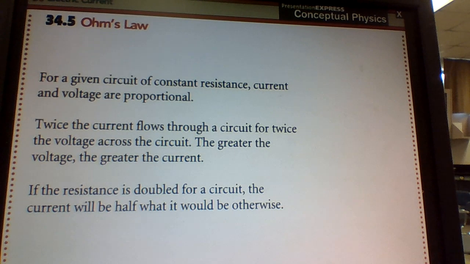But anyway, for a given circuit of constant resistance, current and voltage are proportional. And so voltage goes up, current has to go up. Voltage goes down, current has to go down, and so forth. So if twice the current flows through a circuit, we're going to have twice the voltage to make it happen. And so the resistance, though, has that inverse relationship. With the resistance, if we double it in a circuit, what we're going to see is that the current would be reduced or cut in two, or halved.